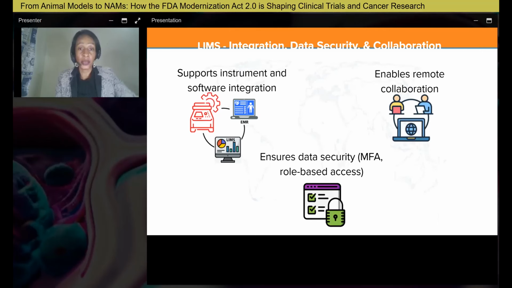data silos or miscommunication. And last, with clinical research, security is very important. You don't want to have any data privacy breaches. This can be very costly. So a robust LIMS should be able to provide your lab with enhanced security features, such as multi-factor authentication and role-based access, among others.